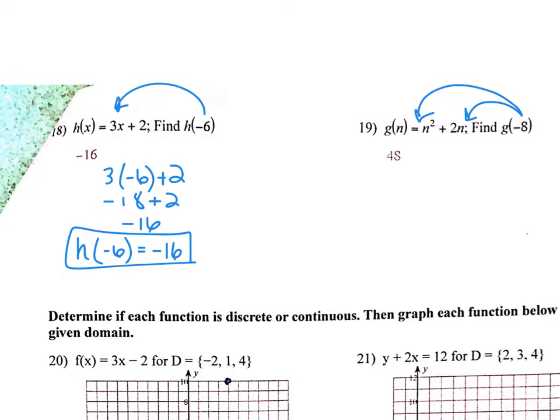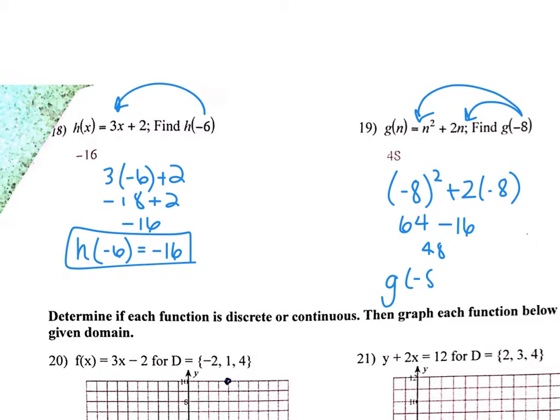And then last one, I'm going to plug negative 8 in. Remember that there are 2 spaces for x in here, so we have to plug negative 8 in for both of them. So I've got g, let's see, negative 8 squared plus 2 times negative 8. That's going to give me 64. And then I actually am going to go ahead and do this multiplication. That's minus 16. 64 minus 16 is going to give me 48. So my answer is g of negative 8 equals 48.